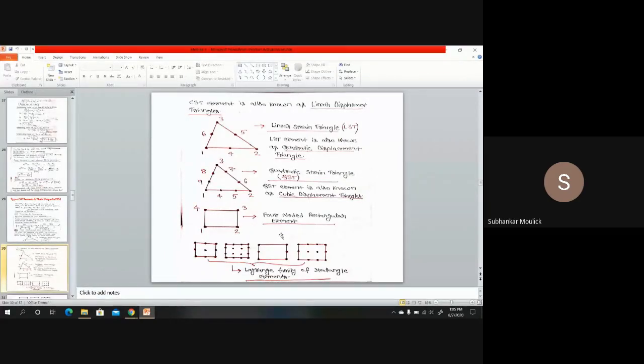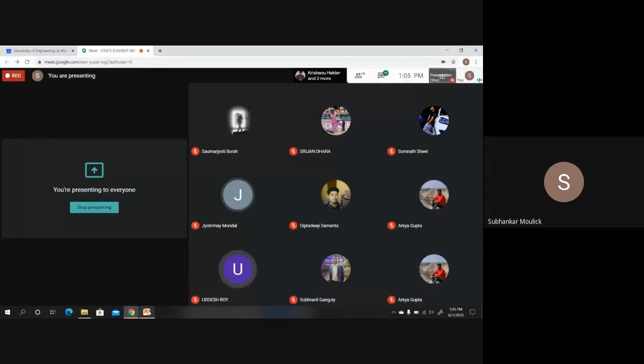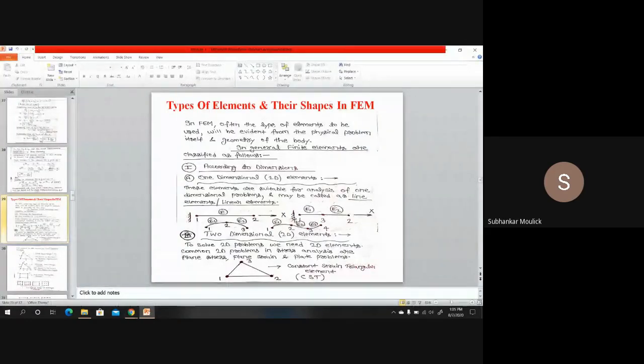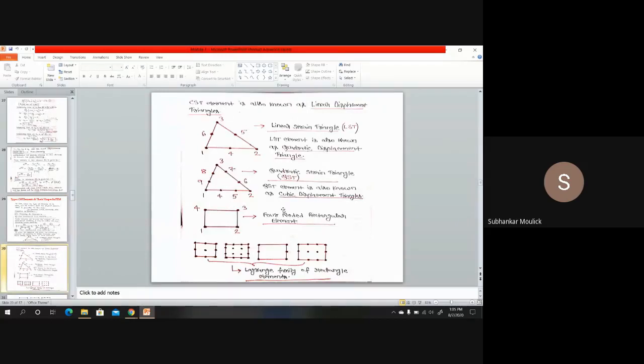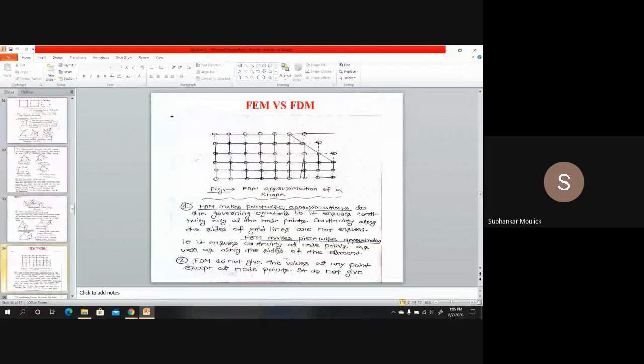We also discussed that the modeling of the structure will depend on the shape and size of the geometry. According to the shape and size of the geometry, I have to decide whether to discretize my structure with the help of 1D elements, 2D elements, or 3D elements. And then we also discussed the difference between FEM and FDM. In the last class we covered up to this topic.